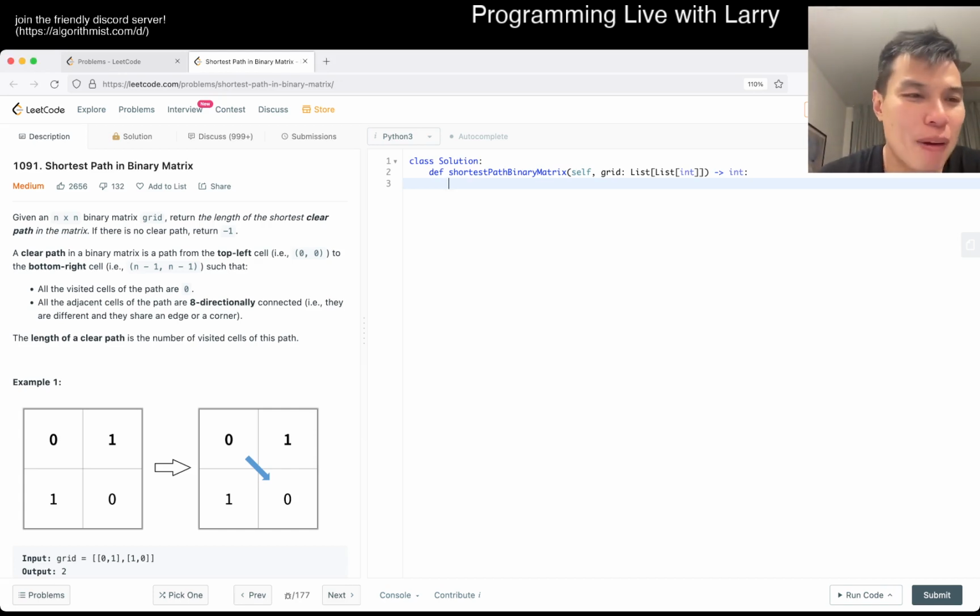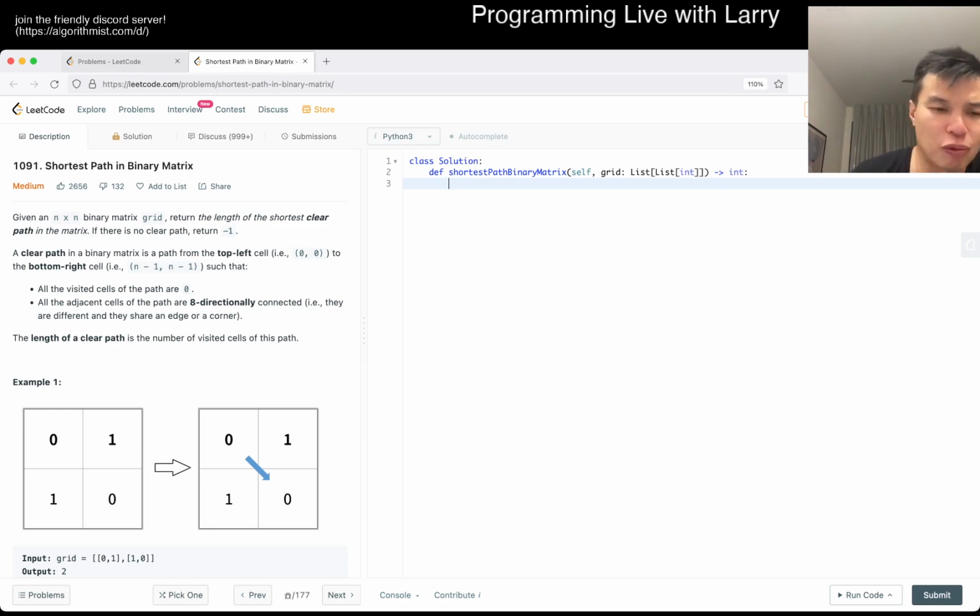Today's farm is shortest path in binary matrix. Given an n by n binary matrix, return the length of the shortest clear path in the matrix. A clear path is such that you go from top left to bottom right, such that all visited cells are zero, and adjacent cells are 8-connected.